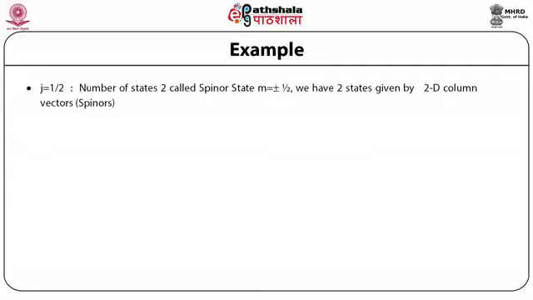So these two states can be written in terms of a two-dimensional column vector, which is called a spinor. So we have a state corresponding to J equal to half, M equal to half, which we represent as half half, which is a two-dimensional column vector 1 0. And the second state corresponds to J equal to half and M equal to minus half, which is represented by the column vector 0 1.